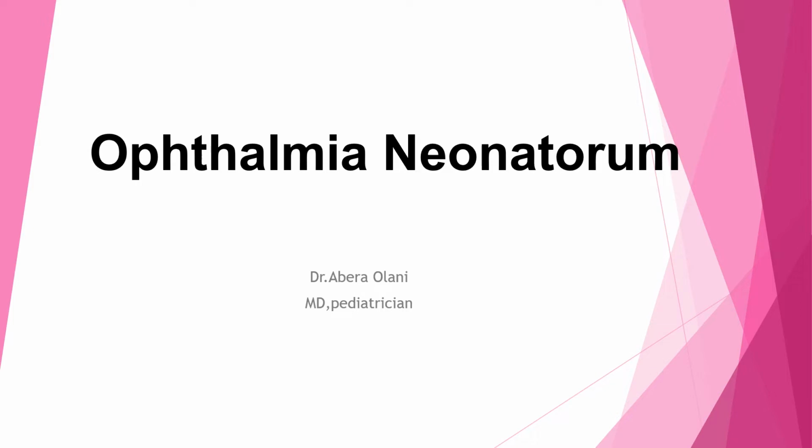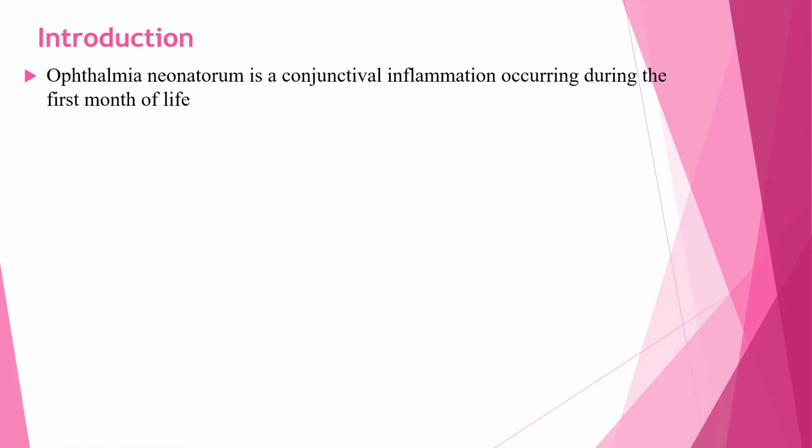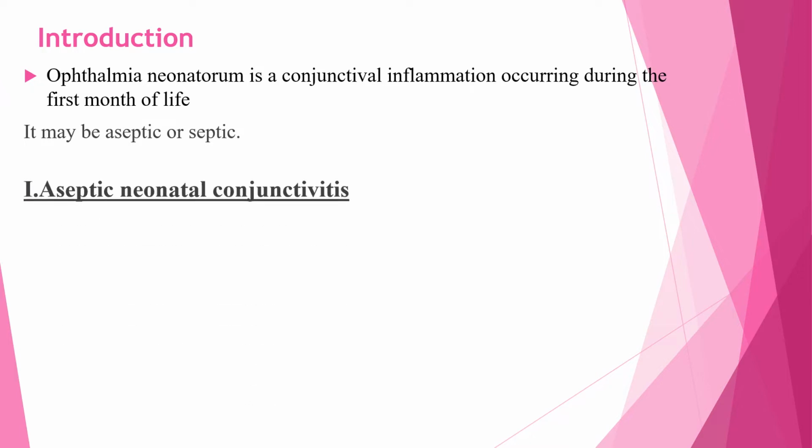Welcome back everyone. Now I will discuss Ophthalmia Neonatorum or neonatal conjunctivitis. To start with the definition, Ophthalmia Neonatorum or neonatal conjunctivitis is a conjunctival inflammation occurring during the first months of life. And we classify Ophthalmia Neonatorum into aseptic and septic.